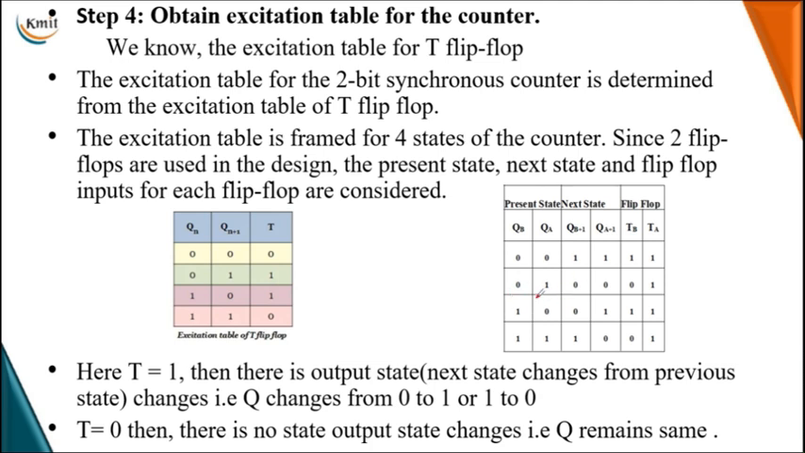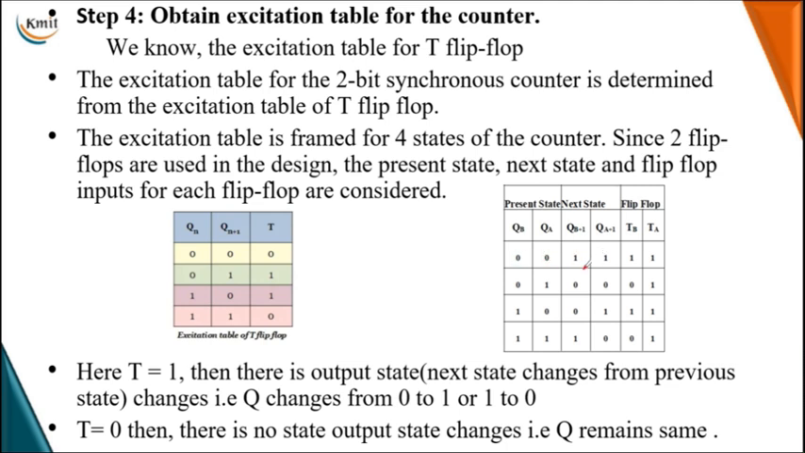Next, 0 to 0, so QB is 0 and QB plus 1 is 0. Here the TB value is 0. For 1 to 0, the state is toggled, so your next state is toggled, hence the TB value is equal to 1. For 1 to 1, no toggling occurred, so 1 is your QB and the next state is also 1, so the T value is 0.